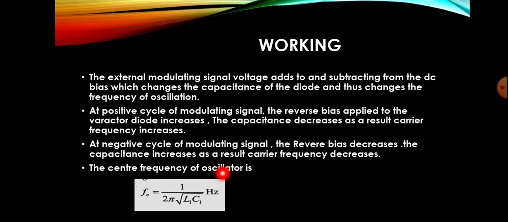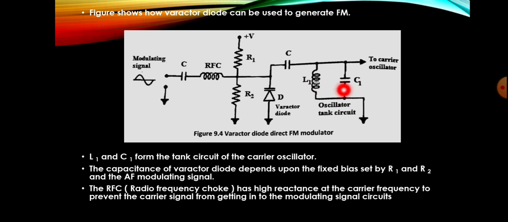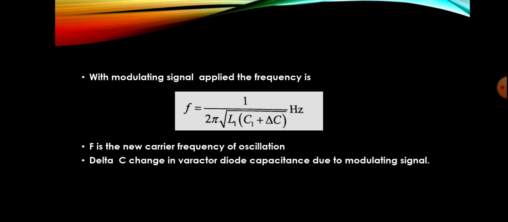The center frequency of the oscillator is given by Fc equal to 1 by 2 pi root L1 into C1, where L1 and C1 are the inductor and capacitor values of the tank circuit, which is producing the carrier frequency. With the modulating signal applied, the frequency changes to F equal to 1 by 2 pi root L1 into (C1 plus delta C). That means C1 is modified to C1 plus delta C, where delta C is the change in the Varactor diode capacitance. Sometimes it may be increasing or it may be decreasing. Based on that value, it will be positive or negative, and the frequency will be changing. So F is the new carrier frequency of oscillation here.